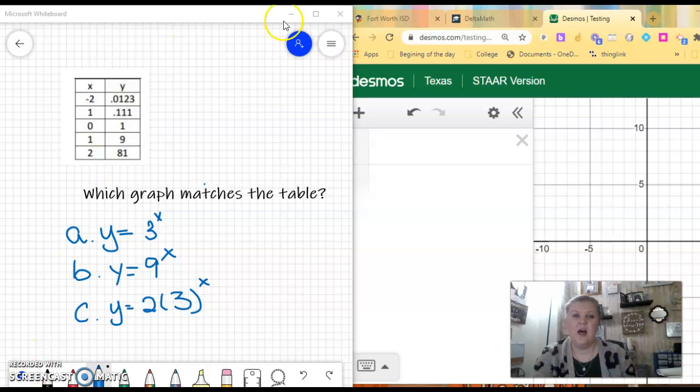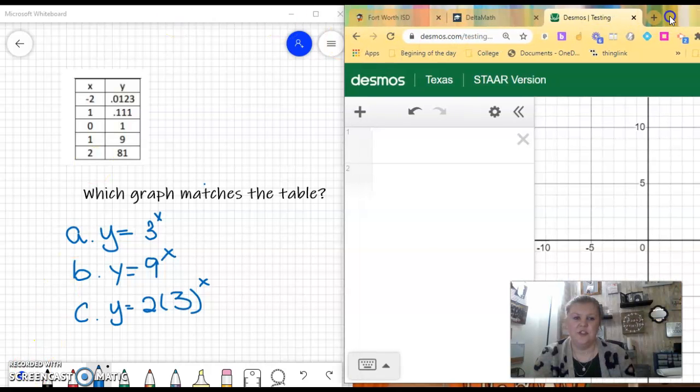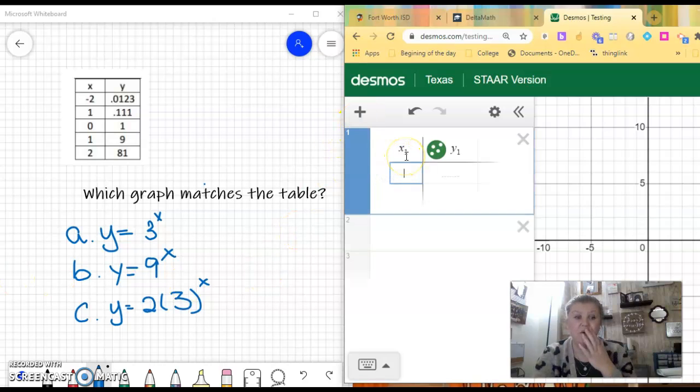Okay, so let's talk about how we graph these exponential functions in Desmos, and specifically, what do we do if we're trying to match it to a table or a graph? If I'm given a table, the first thing I'm going to do is go ahead and put that table into Desmos.